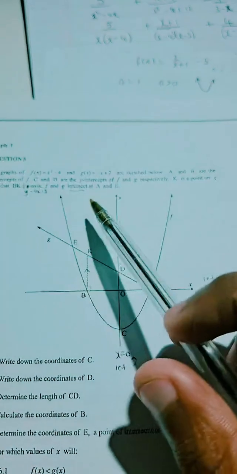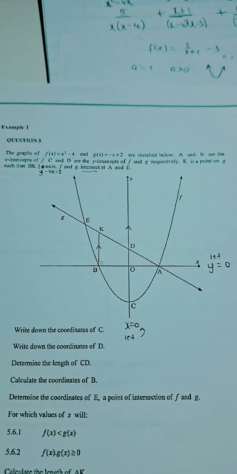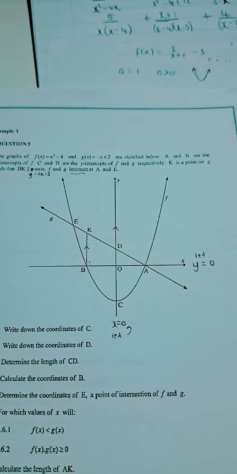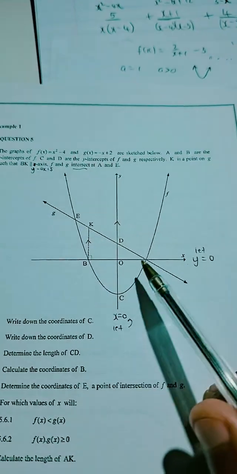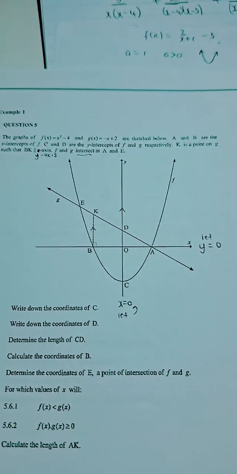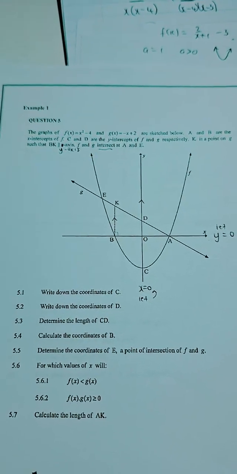Anything that has to do with two graphs intersecting, you can equate the two functions to be equal, and you can solve for x, get the x values for those points, and get the corresponding y values for those points. It's like solving two equations simultaneously.